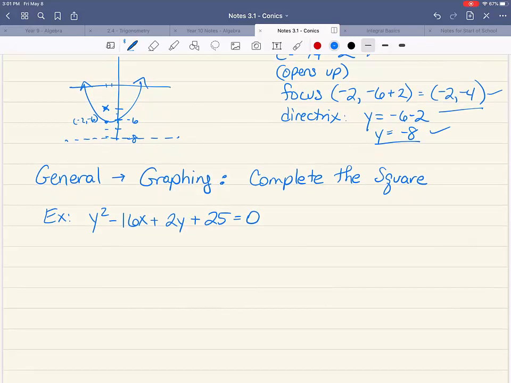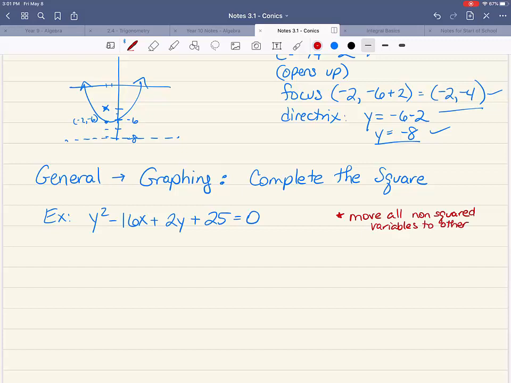I am going to write in red the main differences between this complete the square and the prior ones. The first one is the fact that you move all non-squared variables to the other side.